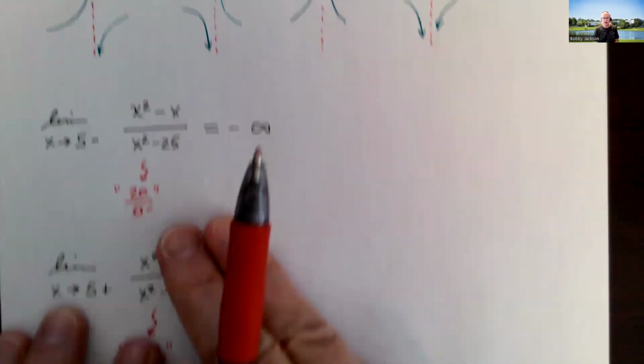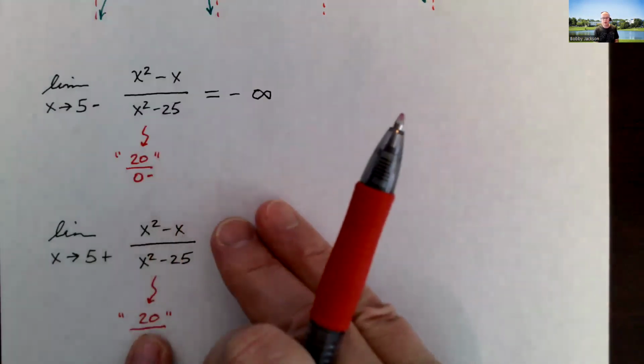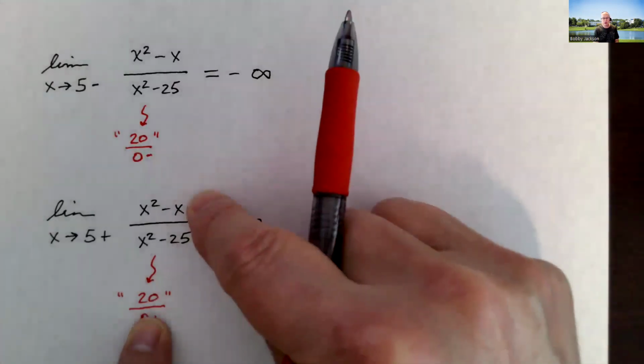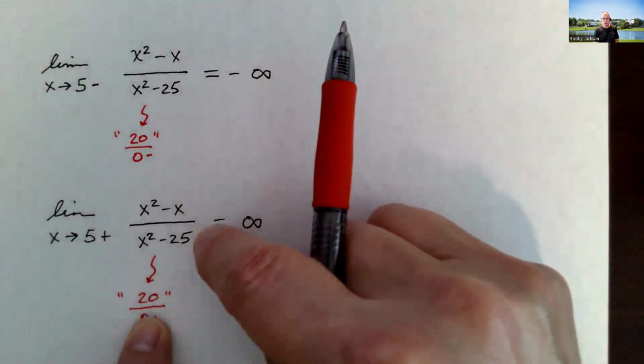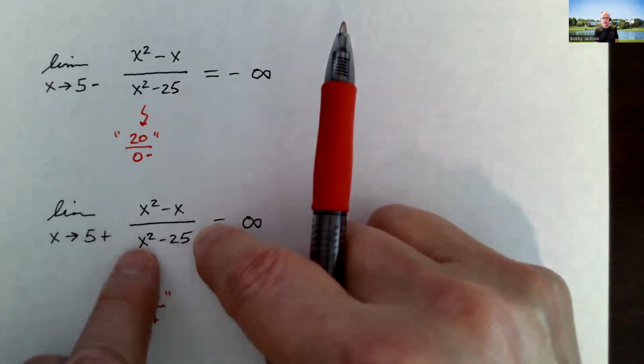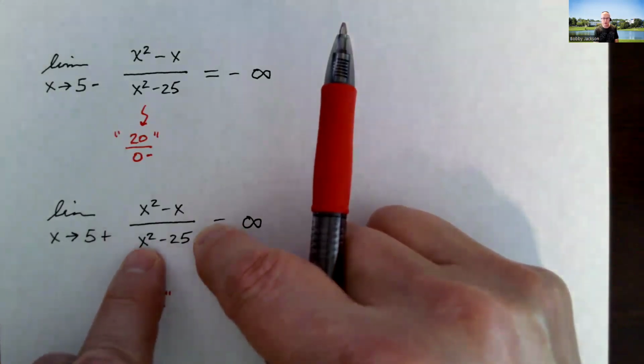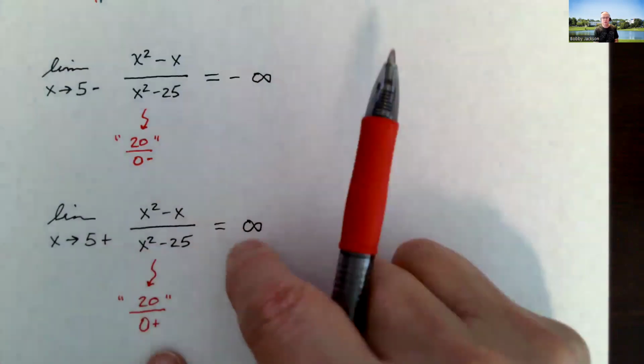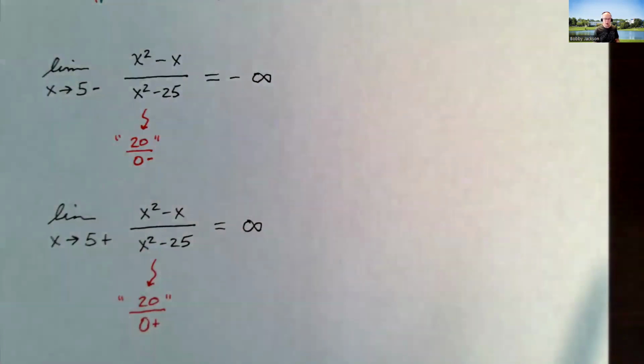From the positive side, notice what happens. We still have that same approaching 20 up top, but on the bottom we're approaching 0, but this time from above in a sense, right? Because the values that we're plugging in here are always greater than 5. This quantity x squared minus 25 will always be positive, right? Square 5.01, that's more than 25. This difference is positive and small. Therefore, I'm going to positive infinity. That's the way I reason with it.